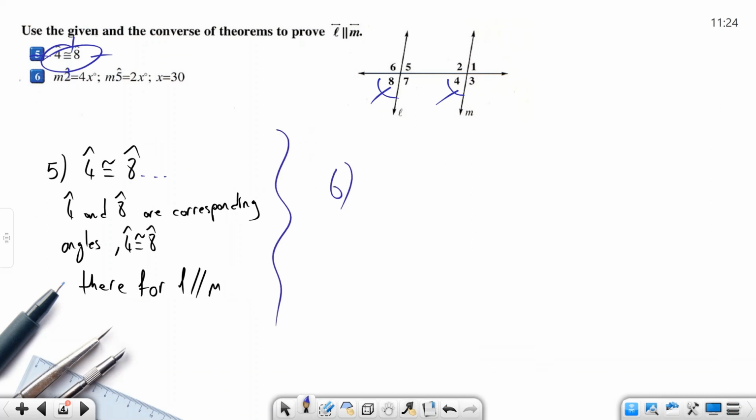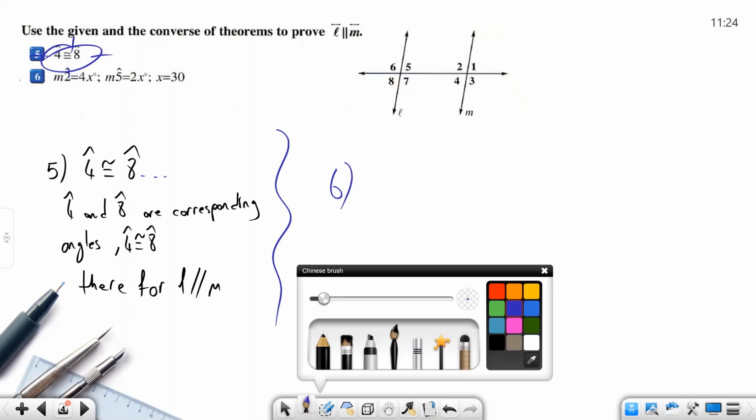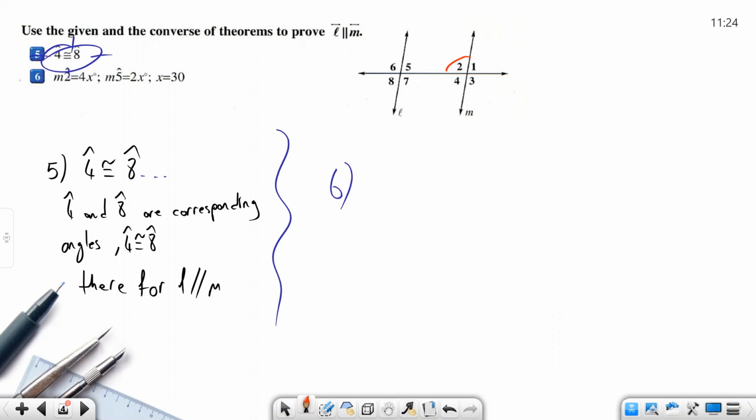What is given in 6? It says measure of angle 2 equals 4x. Let me clean that one. Measure of angle 2, where is angle 2? That one, 4x. Where is angle 5? It is 2x. So x is equal to 30.